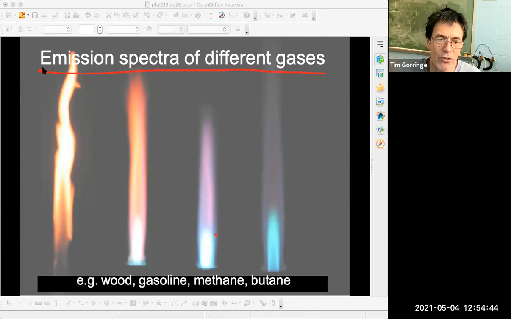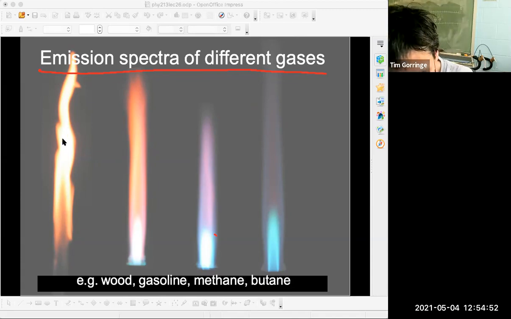So if you burn different materials, burn different gases, you see very different patterns of colors. Over here on the left, it's very much a kind of orangey, reddy, yellowy color flame. Over here on the right, this is butane. It's very much a violet and blue flame. So burning different gases, you get very different colors from those gases.